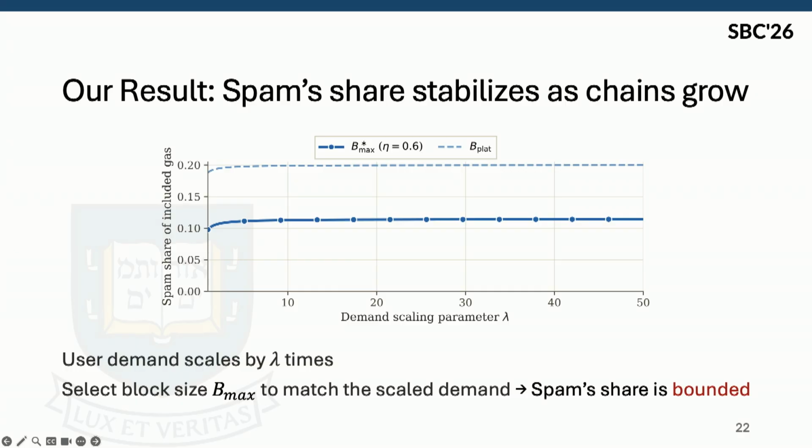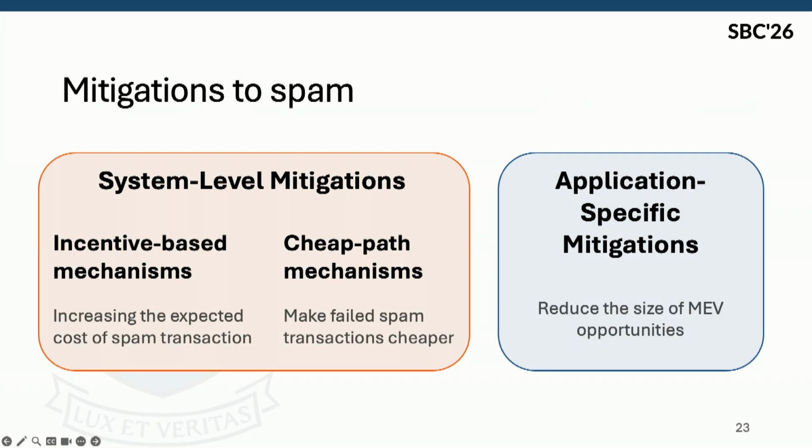Because of this, we ask if there are any possible mitigations to spam. We categorize them into two broad categories: system-level mitigations, which is essentially how you design or pick the blockchain parameters, and application-specific mitigations, which is how you redesign some of the specific decentralized apps. For example, the DEXs: how do you redesign the mechanisms in order to reduce the size of MEV opportunities? Within the system-level mitigations, we named two.